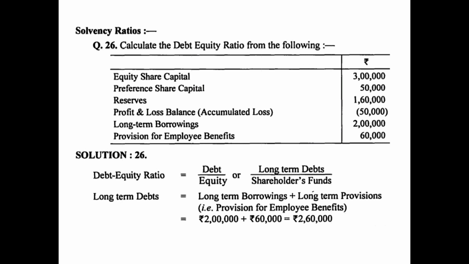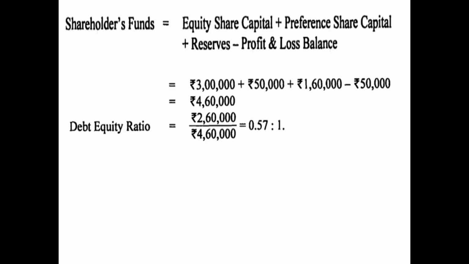And again, the reminder part, you have to write the formula, you have to mention it. So debt equity ratio is equal to debt upon equity or long term debts upon shareholder funds. Now long term debts here, according to this question, means long term borrowings plus long term provisions, that is 2 lakh plus 60,000 of provision for employee benefits, that is 2 lakh 60,000.